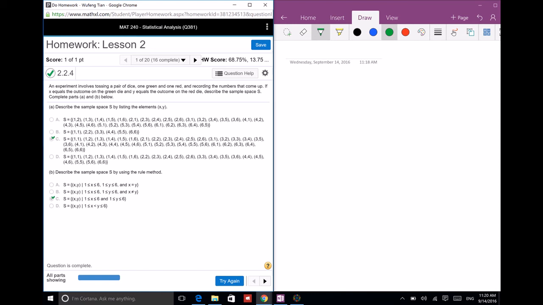Okay. So the experiment involves tossing a pair of dice, one green and one red. Record the numbers. If X equals the outcome of the green die and Y equals the outcome of the red die, describe the sample space. Basically, for each die, you have 6 outcomes. I think I've given you an example in the previous video.